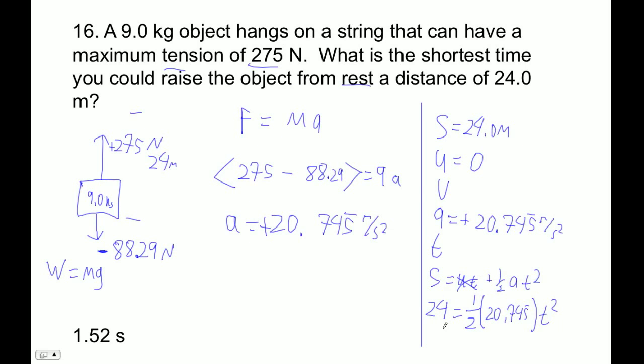24 times 2 divided by that. I'm getting 2.34 as the square of that, and then I need to square root that. And when I solve that for t, I get t is equal to 1.52.